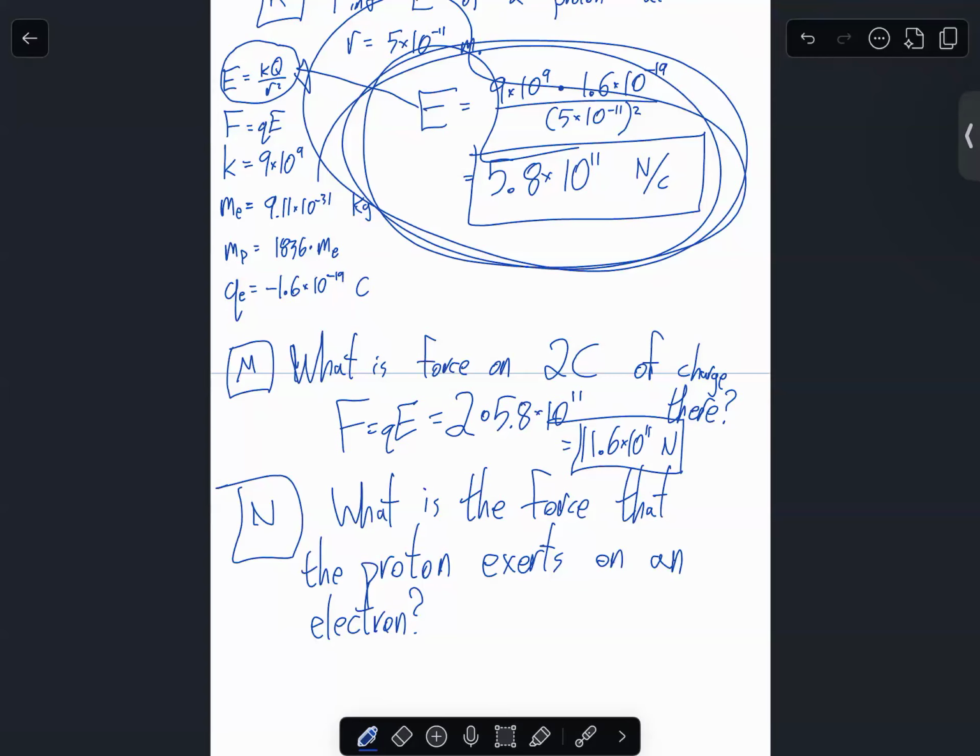Find the force that the proton exerts on an electron. I've given you the electric field. You can find the charge. It's right there.